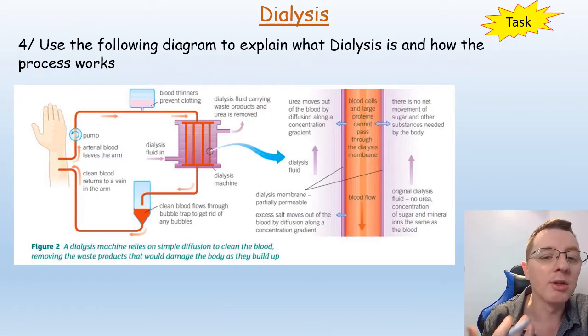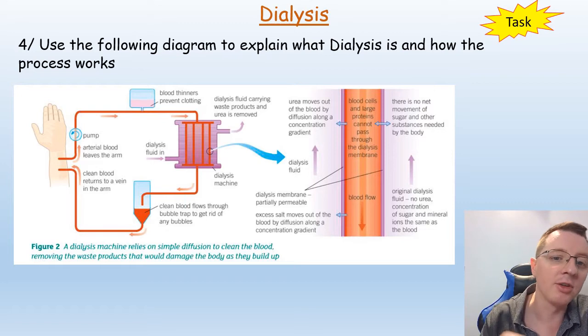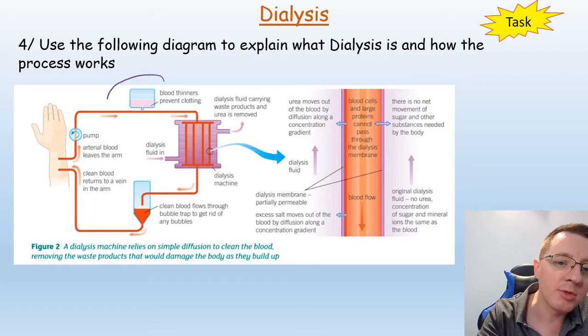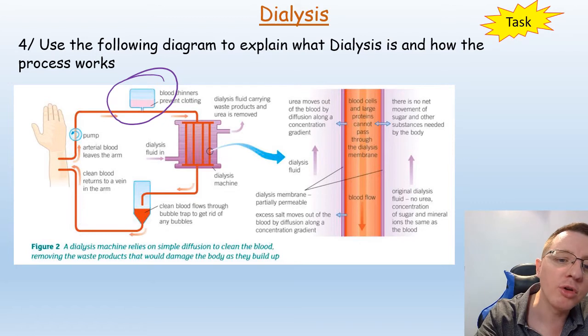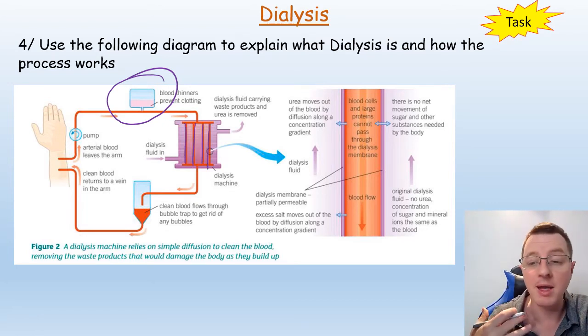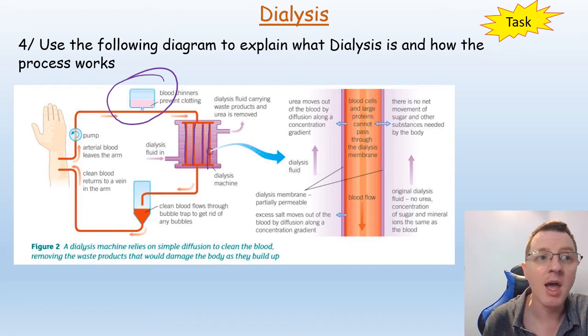Now if we go back and look at this diagram, we can also see a few extra features of a dialysis machine. The dialysis machine will add blood thinners into the blood to prevent it clotting as the blood flows through the machine. The blood will also flow through not just one but a number of tubes, thus increasing the surface area and therefore increasing the rate of diffusion of the minerals and the urea out of the blood.